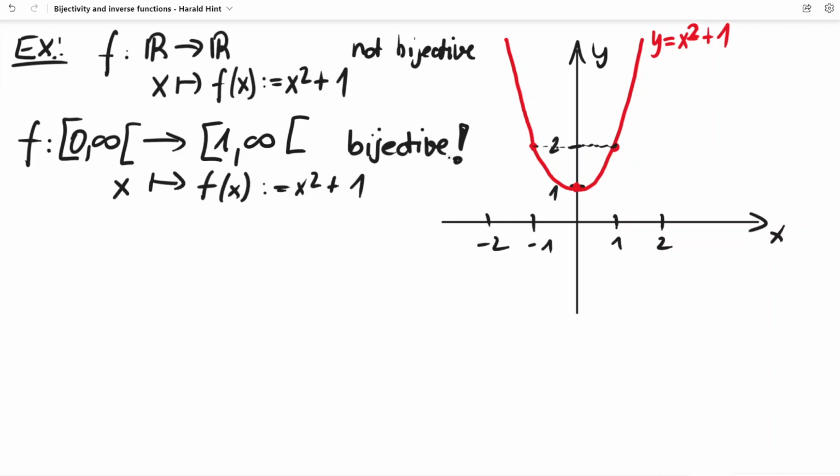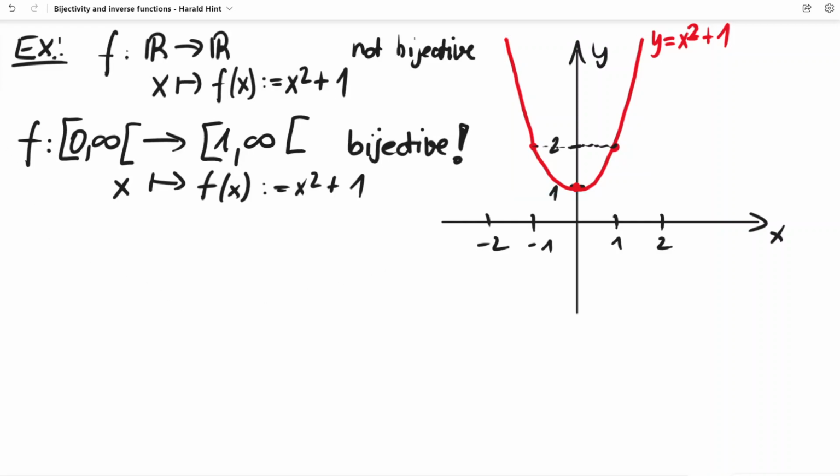Now for every y value in this range, there exists a unique x value in the domain such that f(x) is equal to y. So for example, if you choose y value 2, you just have a unique x which is 1, if you just consider the right branch. Thus, we now can find the inverse function of this bijective function. Recall that inverse functions only exist for bijective functions.